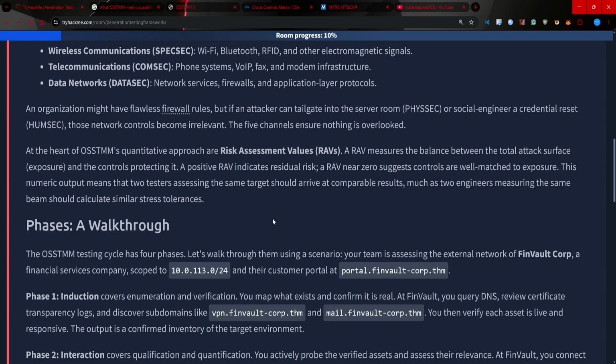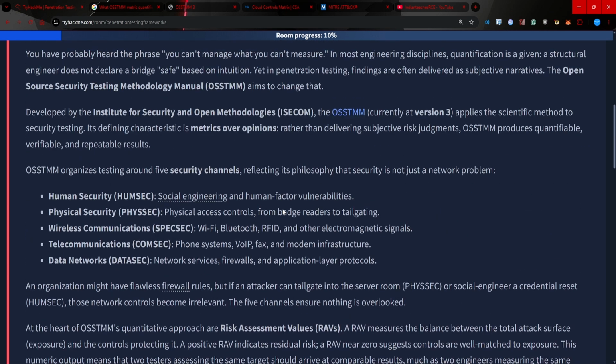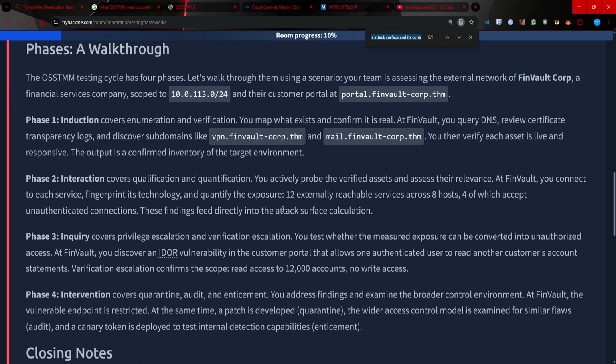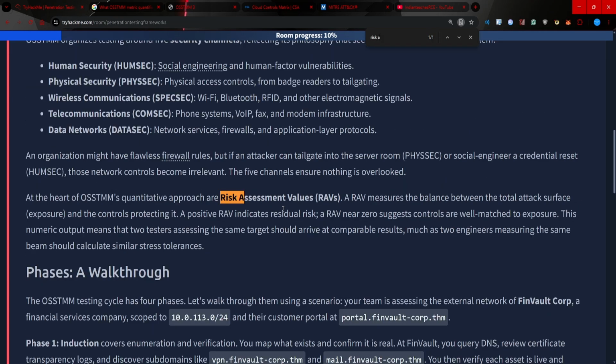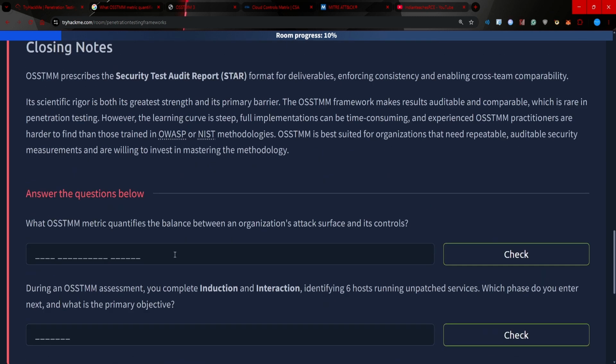Risk assessment, of course. Wait, let me see. How am I forgetting this? Risk. At the heart of quantitative approaches are risk assessment values. Okay, this makes sense. A RAV measures the balance between the total attack surface exposure and controls. Yes. Okay, I forgot this.